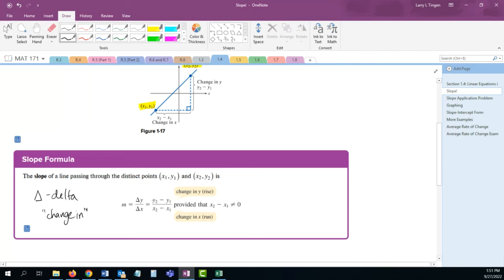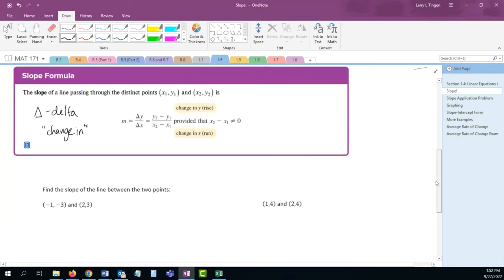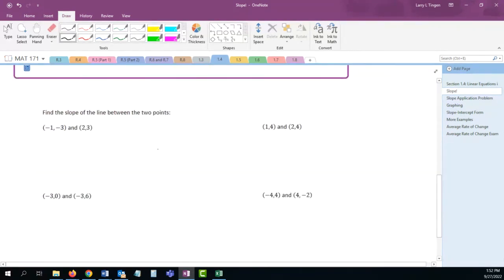So once you decide, okay, this value is y2, the rest of the values are decided then, right? If y2 comes from this point, then x2 has to come from the same point. y1 comes from the other point, x1 comes from the other point. When we get an example, that will help us, all right? So what is the slope of the line between these 2 points? I'm going to do the top 2, then I'm going to stop, and I'm going to let you do the bottom 2 and see what you come up with.